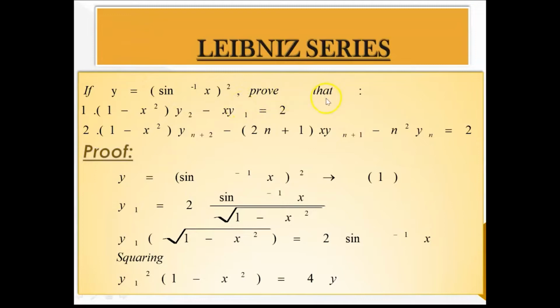We have to prove two parts. The first part is (1 minus x squared) y2 minus x y1 equals 2. And then the second part is y n plus 2, which is the nth derivative of our function. I suggest you pause the video here and try to solve this question. You need to prove this part. I think it will be easy for you to solve this, because all you need to do is take 2 times derivative of your question.